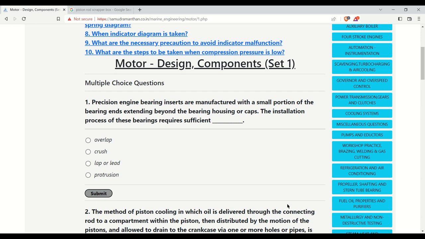Our first question is: precision engine bearing inserts are manufactured with a small portion of the bearing ends extending beyond the bearing housing or caps. The installation process of these bearings requires sufficient, and the options are crush, overlap, lap or lead, protrusion. The correct answer should be crush. Now let's check. Yes, the correct answer is crush.